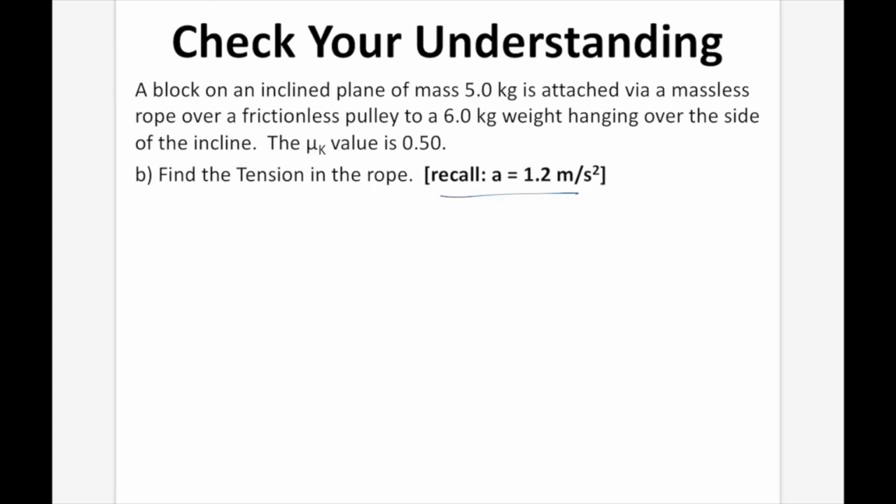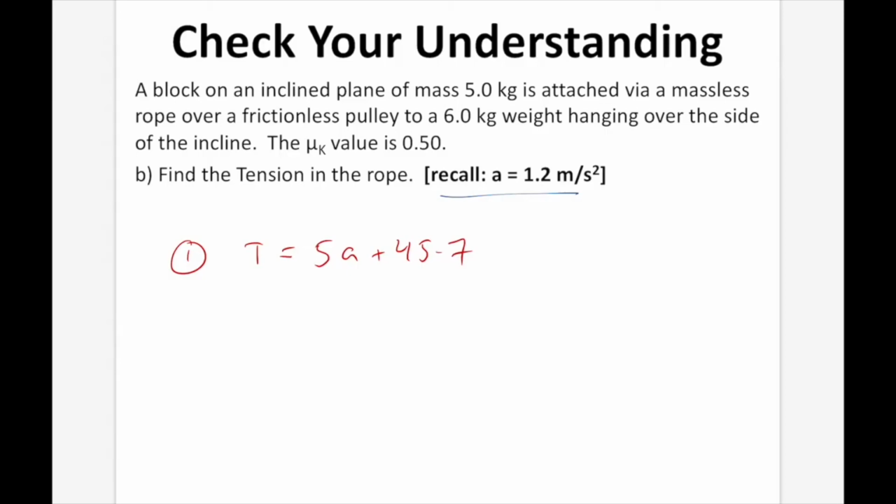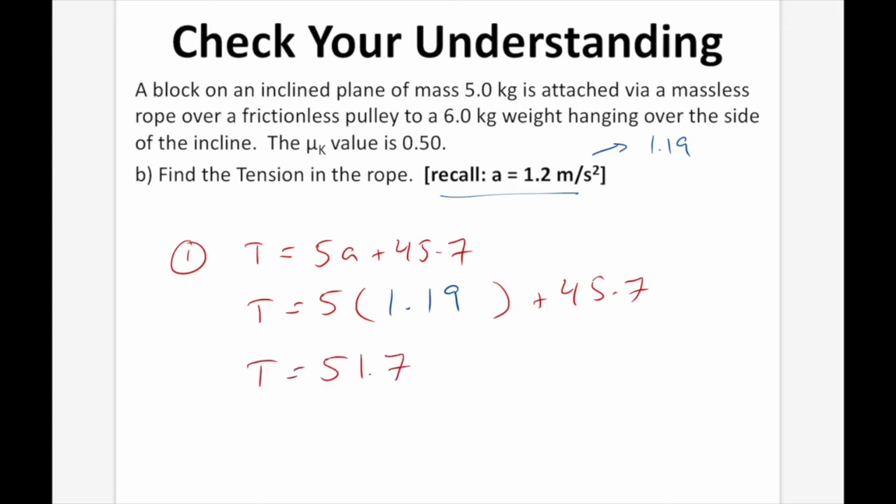B says find the tension on the rope. Equation 1 was tension is going to equal 5a plus 45.7. Our a value, remember, was actually 1.19, and we're going to substitute the numbers in. T is equal to 5 times a plus 45.7. A is 1.19, and that's going to give us a T value of 51.7 newtons. And then we need 2 sig digs, so our final T value is equal to 52 newtons.